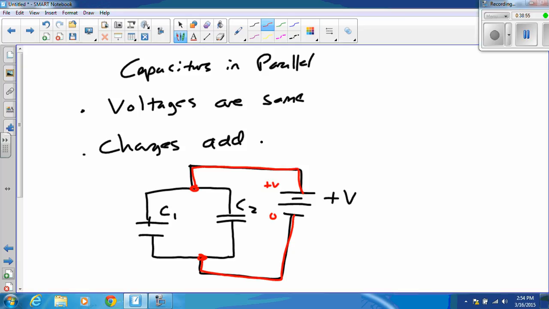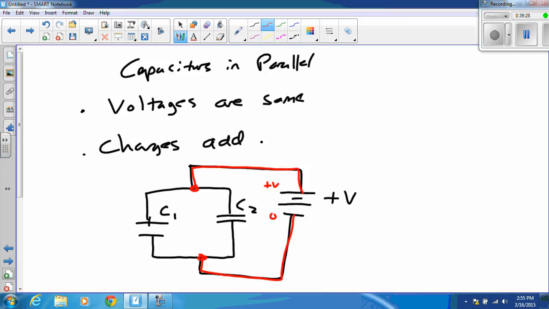Remember, the 0 is arbitrary. I just chose this to be 0. I could have chosen this to be minus V and that to be 0. I could have chosen this to be V over 2 and that minus V over 2. But all of that would be complicated, right? So I choose that to be ground. We call 0 volts ground.